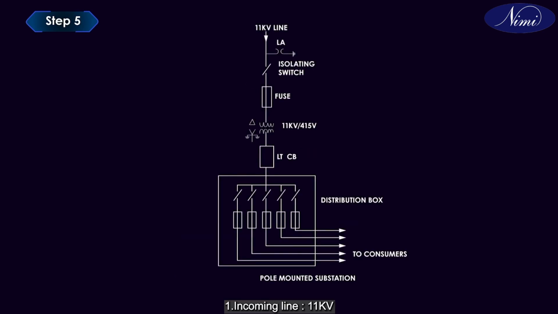Number 1. Incoming line, 11 kilovolt. Number 2. Lightning arrester. Number 3. Transformer, step down, 11 kilovolt, 415 volts, delta, star. Number 4. Circuit breaker, low tension circuit breaker. Number 5. Distribution box, distribution lines to consumers.